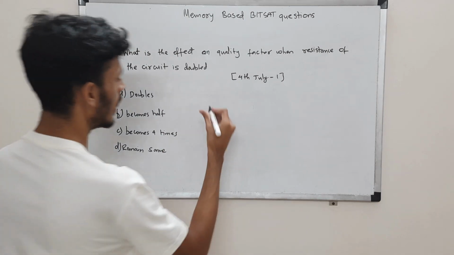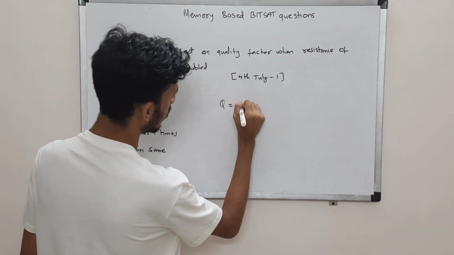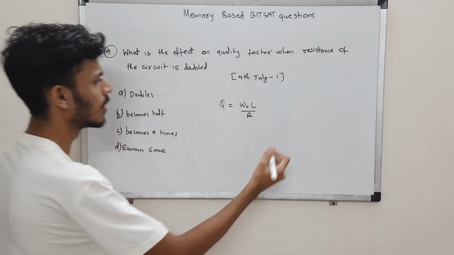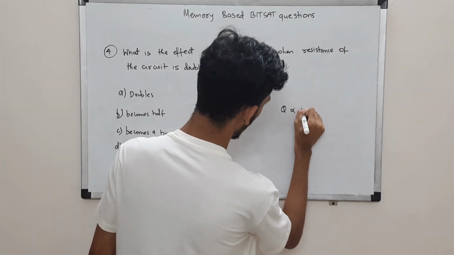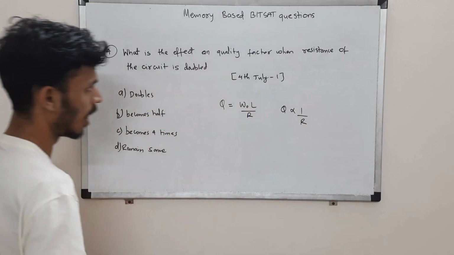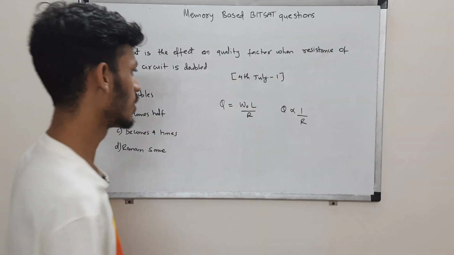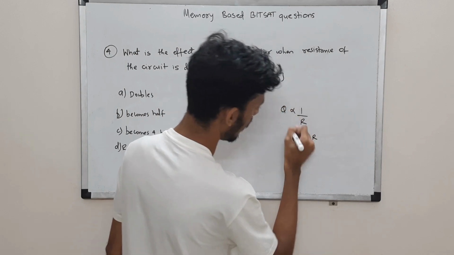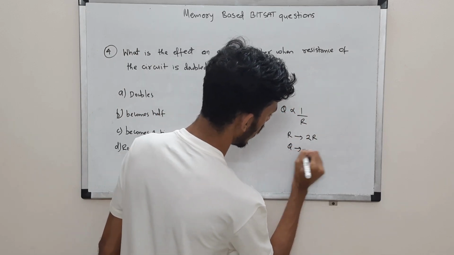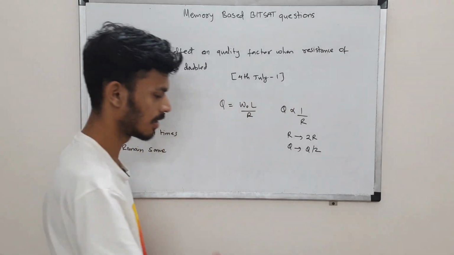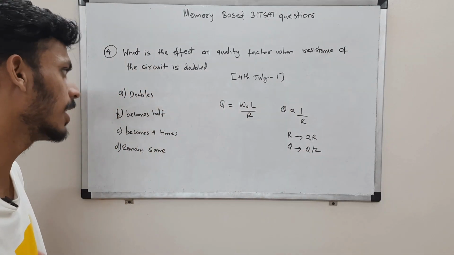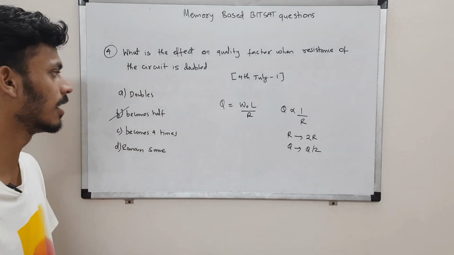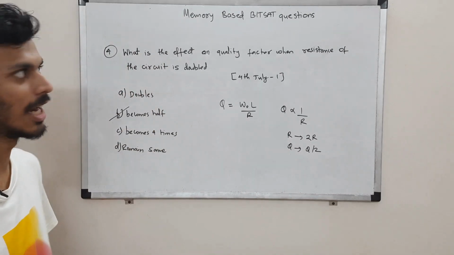Okay, so if you directly go by the formula, the quality factor is given as omega naught L by R, right? So from here you can easily see your quality factor is inversely proportional to R, R being the resistance of the circuit. Okay, so if you double the resistance, okay, what will happen? The quality factor will become half. Okay, since it's inversely proportional, right? So if you double the resistance, the quality factor will become half. Option B, become half, will be the correct choice over here.